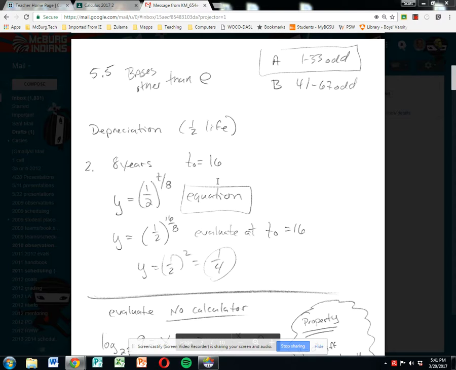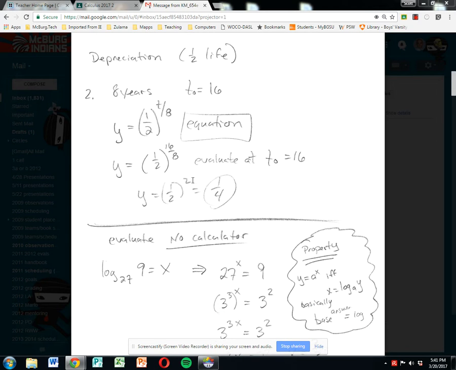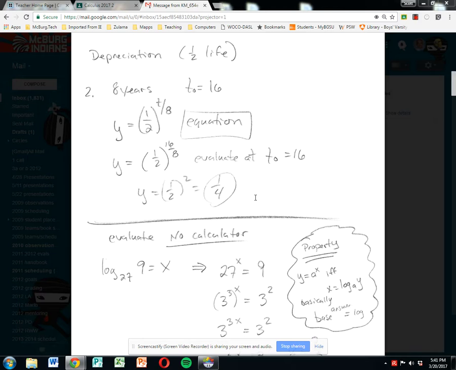All right, so bases other than e, something we haven't seen, which they started us off with, so why not? They talk about half-life. If 8 years is the half-life, then find out what the fraction is at 16. You just take a half and raise it to the t over 8 power. Whatever your half-life is, that number comes down here. That gives you your equation. And then if you want to find out what it is at t equals 16, you just plug it in for t. And this is 1/2 squared, which is 1/4.